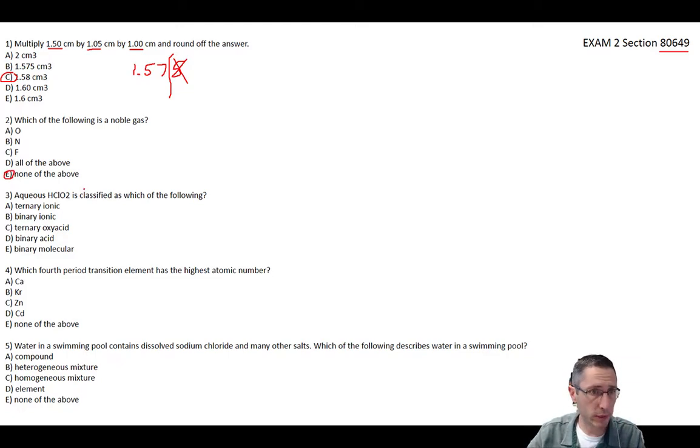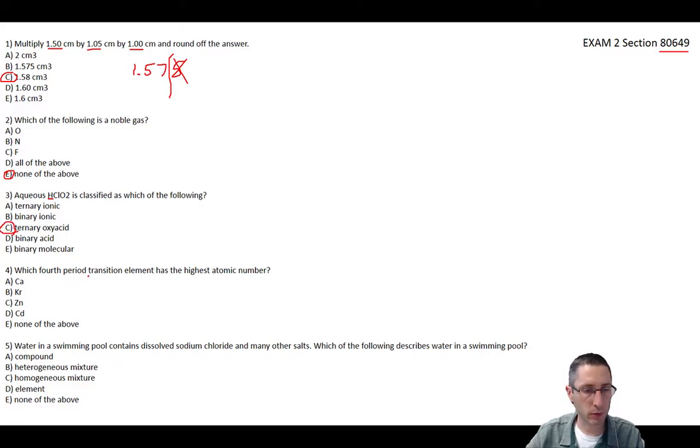The third one, aqueous HClO2, is classified as which of the following? This certainly has an acid type look to it, so it's going to be an acid. It begins with that H, and there's several different elements here. There's 3, so it's ternary, and it's an oxyacid.